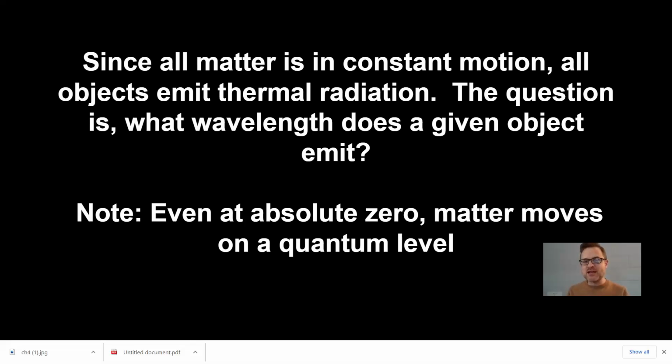But the point that I want you to take from this is that because matter is in constant motion, even in a solid, the atoms are vibrating. There's thermal radiation. That radiation could be visible light, it could be infrared, it could be UV, it could be gamma, it could be X-rays. The question is, what wavelength are you personally giving off?